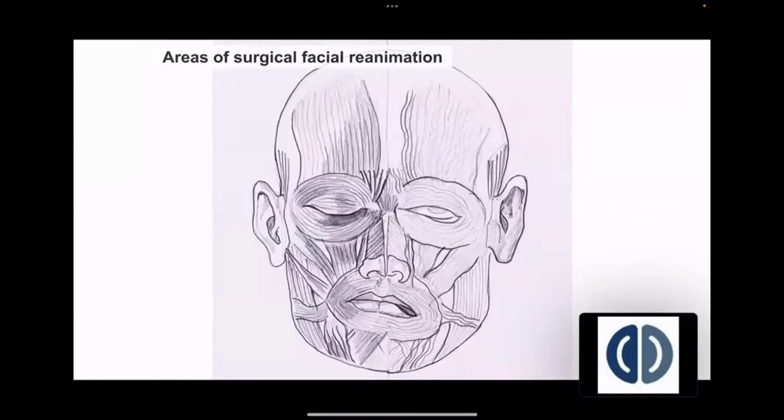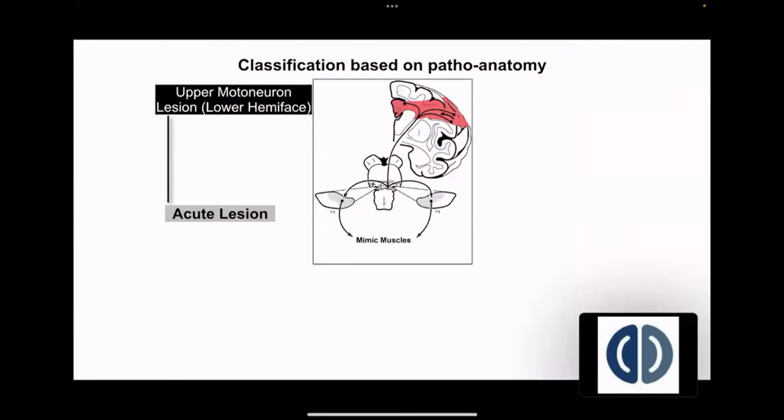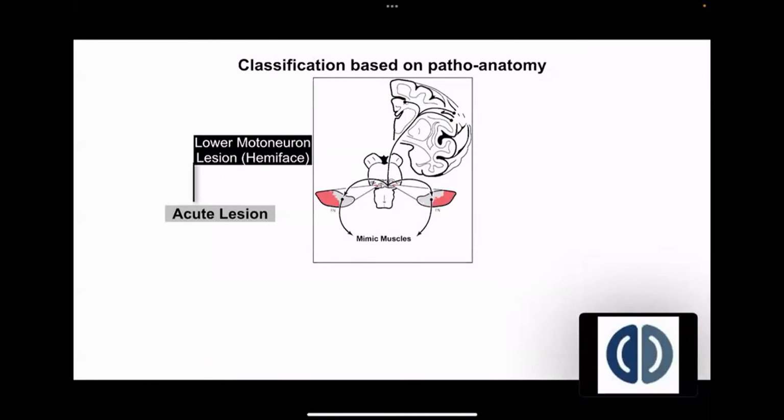So despite all these combinations, the area of surgical reanimation of the face focuses mainly on the eyelids and the oral commissure, as we had already seen in many of the cases today. So the classification of facial palsy can be upper motor neuron lesion from the facial homunculus on the M1 and M2 areas. It can be an acute lesion because of a stroke or some other lesion, and it can be of the lower motor lesion at the level of the brainstem.